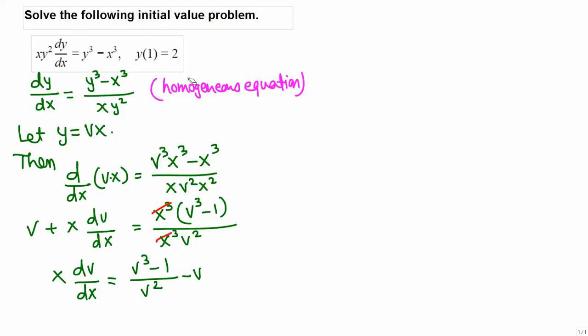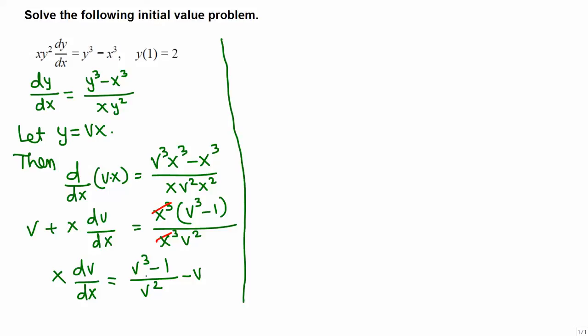Now let's do some algebra and combine these two fractions. To combine these two, we need to multiply this by v squared over v squared, so that we will have the same bottom. So x dv over dx is equal to the common denominator v squared. On the top we have v cubed minus 1 minus v times v squared, v cubed, and v cubed minus v cubed cancel. So x dv over dx equals negative 1 over v squared.